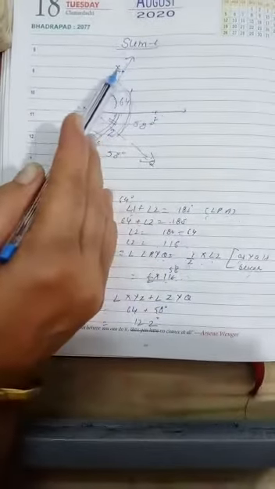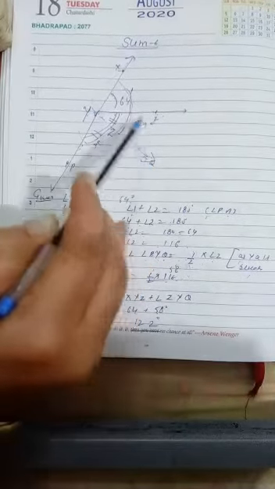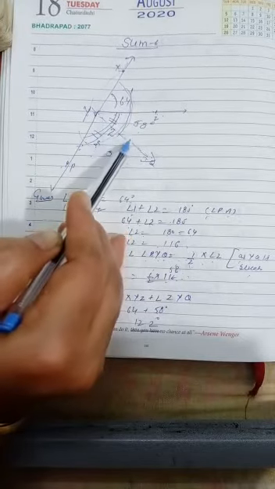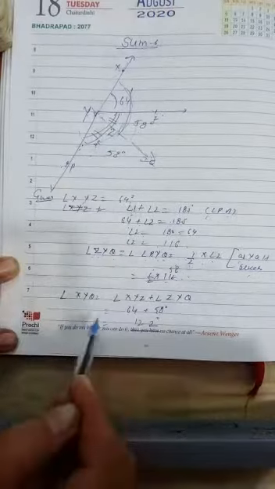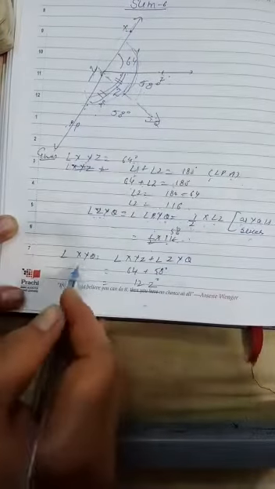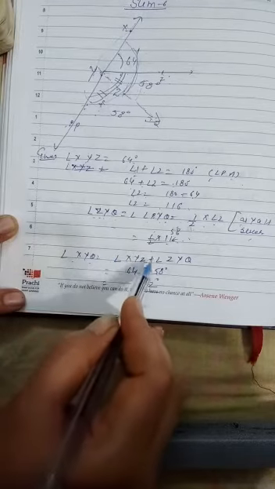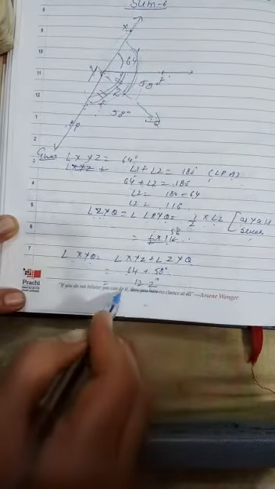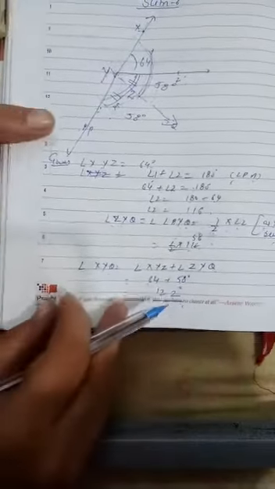Now we have to find angle XYQ. Just see, the first angle is 64, this angle is 58. So the whole angle will become 64 plus 58. So again we write it in the form: angle XYQ is equal to angle XYZ plus angle ZYQ, that is equal to 64 plus 58, which is equal to 122. Clear?